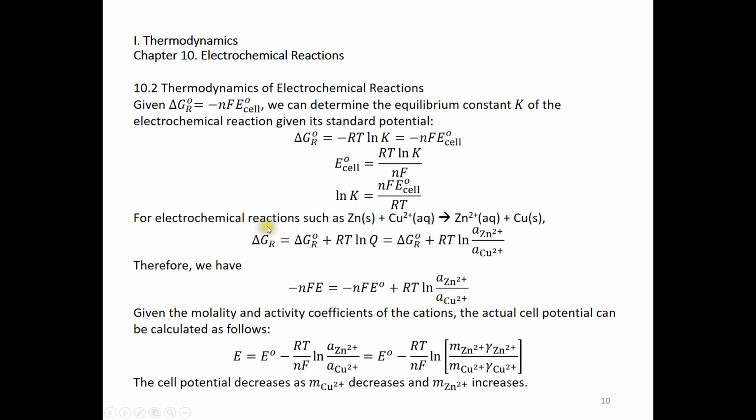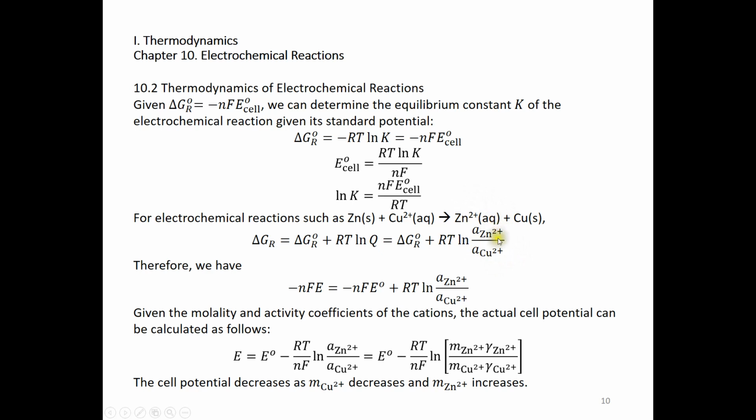Now here's one example for electrochemical reactions, such as this: zinc, copper 2 plus on the left, zinc 2 plus, and copper on the right. We have the Gibbs energy of reaction equals the standard Gibbs energy of reaction plus RT times ln Q. Q is the reaction quotient, and Q is, more accurately, the activity of zinc 2 plus over the activity of copper 2 plus.